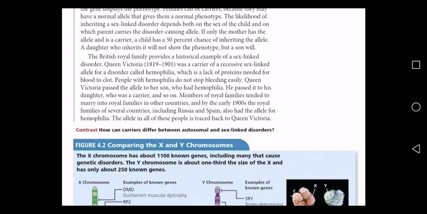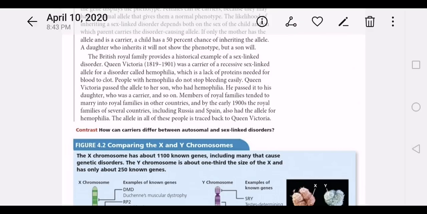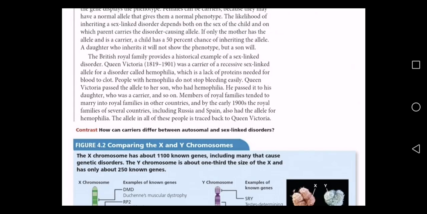In the last video we stopped at the example of the patriarchal family. فحكينا إنه Queen Victoria, she was a carrier of the recessive X-linked allele for a disorder called hemophilia. حكينا الهيموفيليا إنه هو lack of protein needed for blood clot. فالناس اللي عندهم هذا المرض, they keep bleeding. يظل دمهم ينزل. ما بصيرش عندهم توقف للدم لما بنجرحوا. It's a big problem. And she was a carrier.